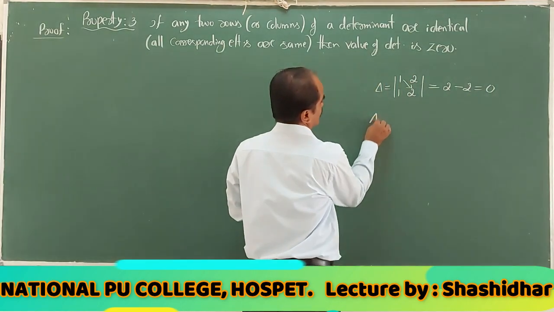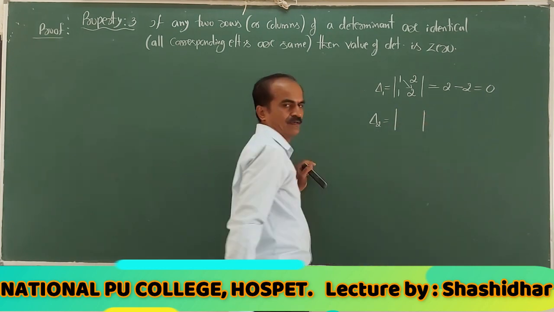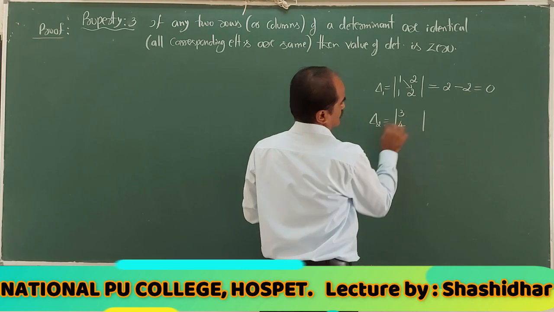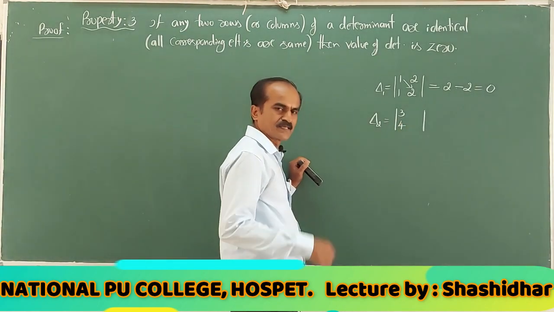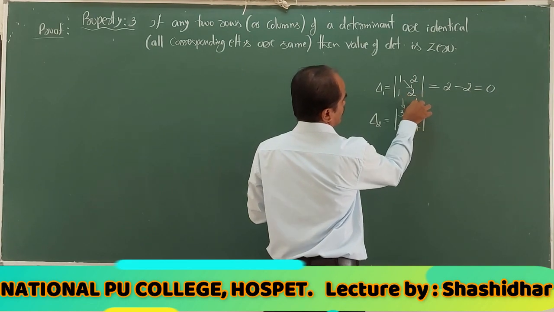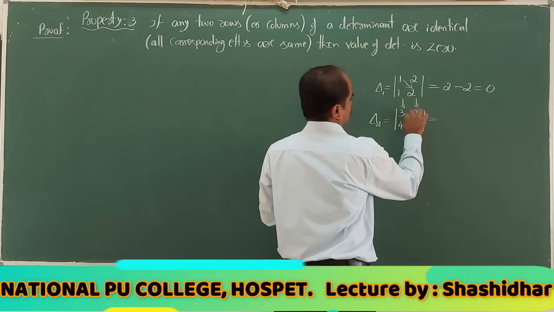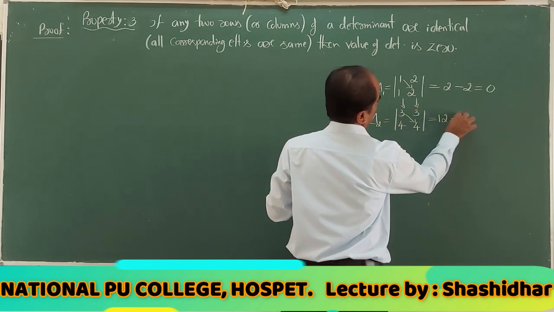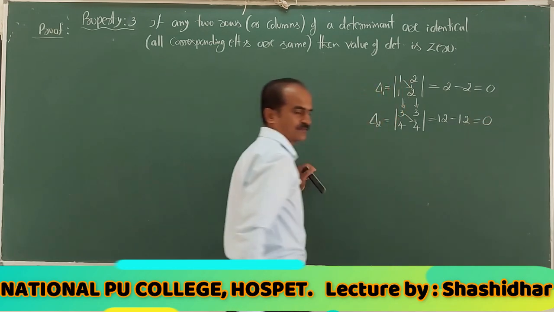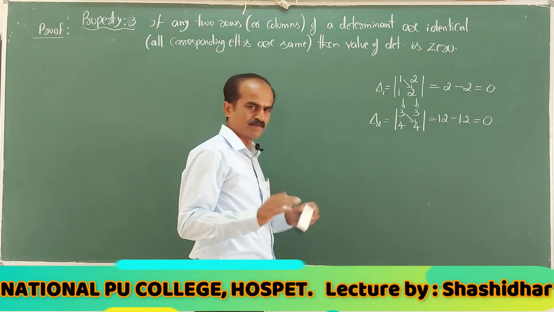Now let me take one more, say delta 2. I will write two columns identical. First column 3, 4, I write, second column is also 3, 4. Now in this case, two columns are identical. The value of determinant must be 0. Yes, 3 into 4, 12, minus product of other diagonal elements 12, it is equal to 0. Not only in the case of determinant of order 2, it is true of any order.